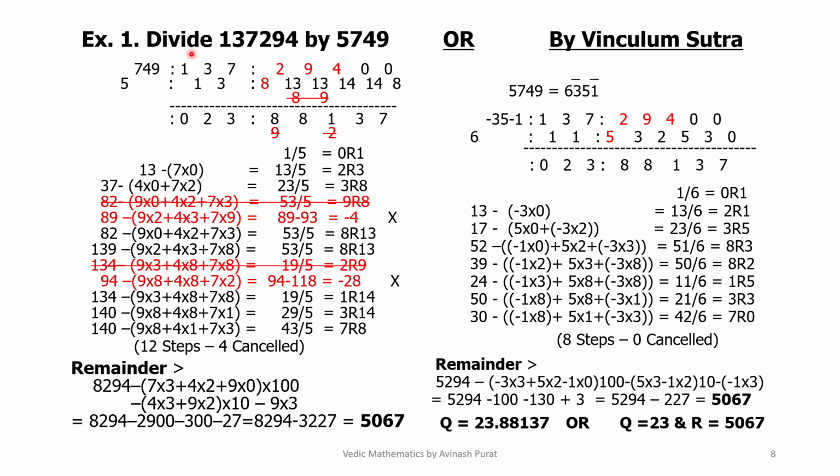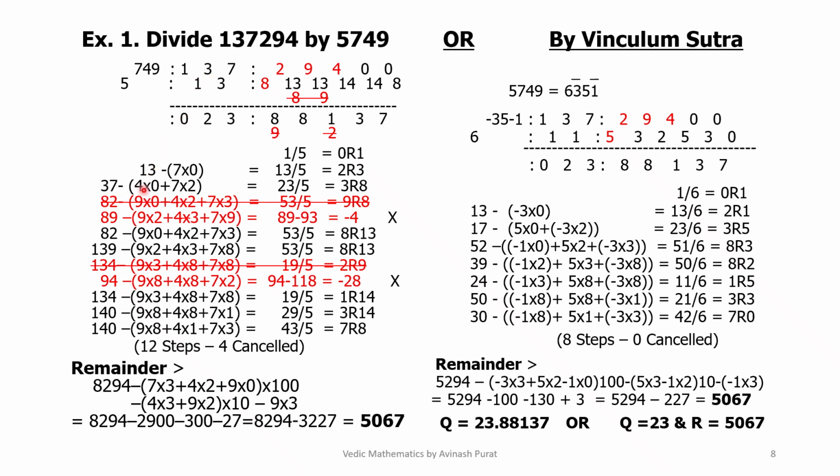Example 1. Divide 137294 by 5749. 5 is the divisor, and 749 is 3 digits, the Dhvajanka. Being 3 digits, we take 294 from the dividend after the decimal point. So 1 divided by 5 equal to 0 or 1. 0 is quotient. Remainder is 1.